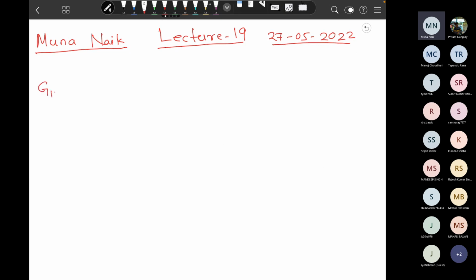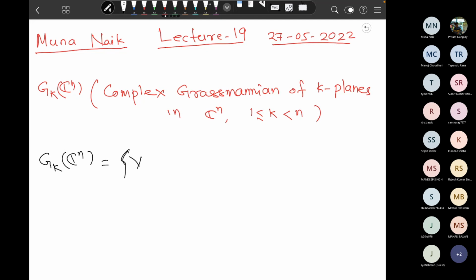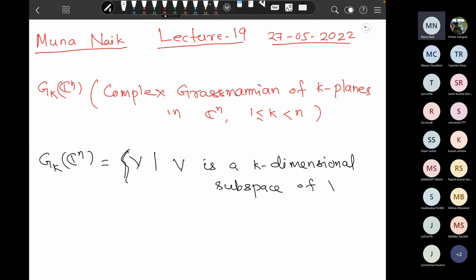Today we will discuss G_k(C^n), the complex Grassmannian of k-planes in C^n. Here also I will take 1 less than or equal to k less than n. The definition is exactly similar to the G_k(R^n) case. G_k(C^n) is the collection of all V such that V is a k-dimensional subspace of C^n.